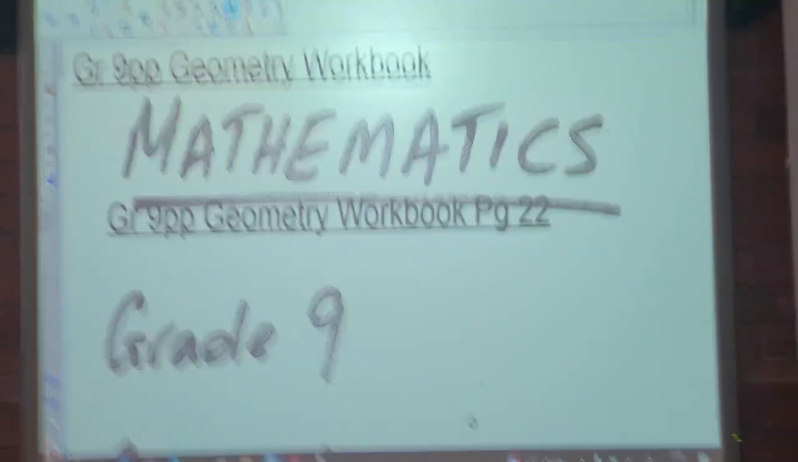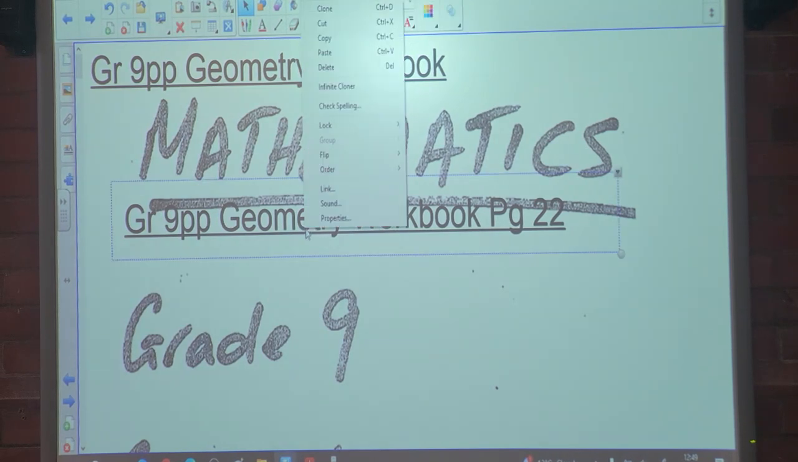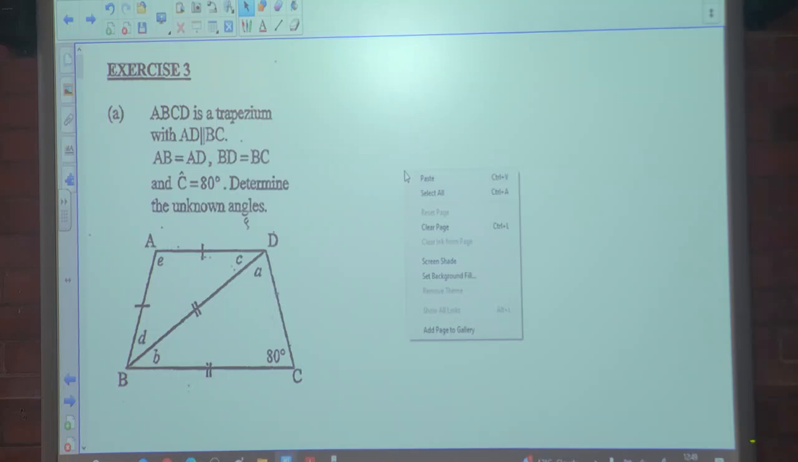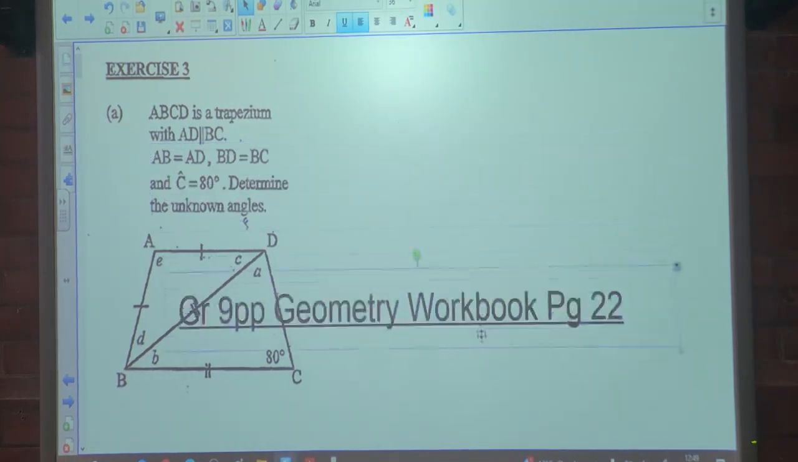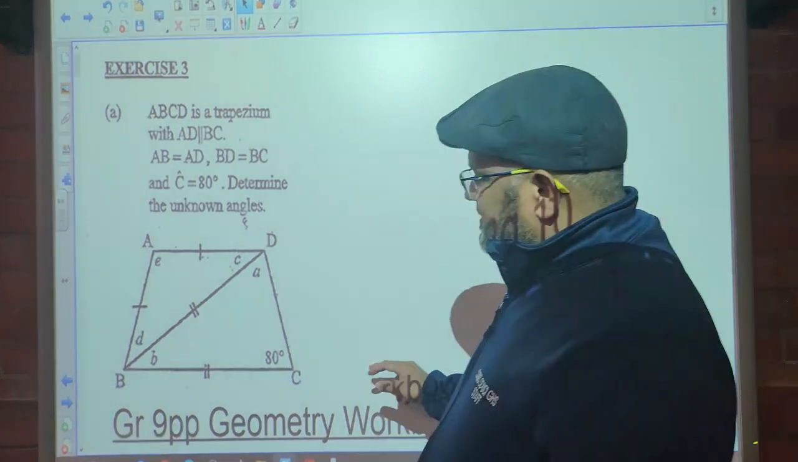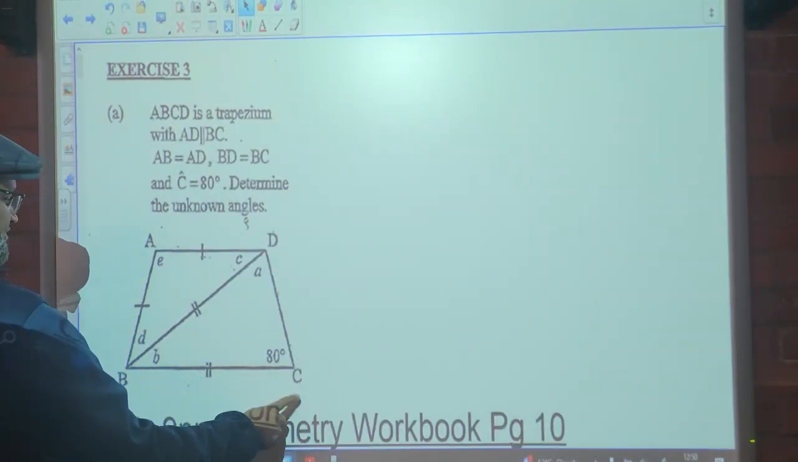Okay, good afternoon, class. So today we're looking at geometry. However, we're doing geometry, quadrilaterals in particular, and we're looking at page 10. Correct? Alright. In this lesson, we're going to look at page 10 and 11.